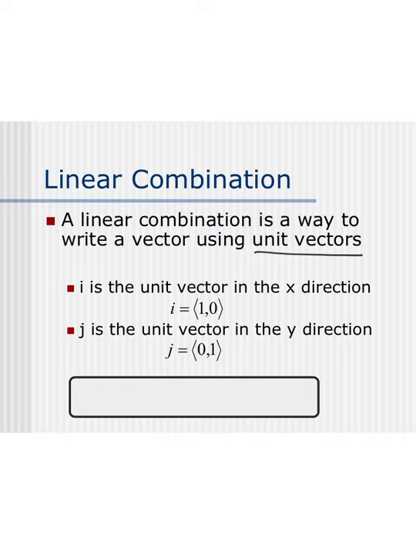So the way we're going to take these unit vectors and use them to write a linear combination is I'm going to take my component form and I'm going to add in an I and a j with the correct component. So I'm going to add in an I with my x component, and I'm going to add a j in with my y component.